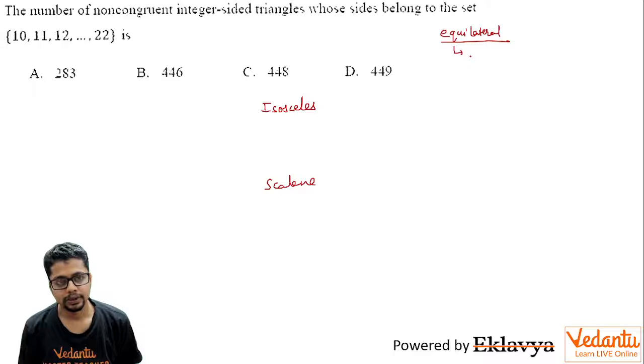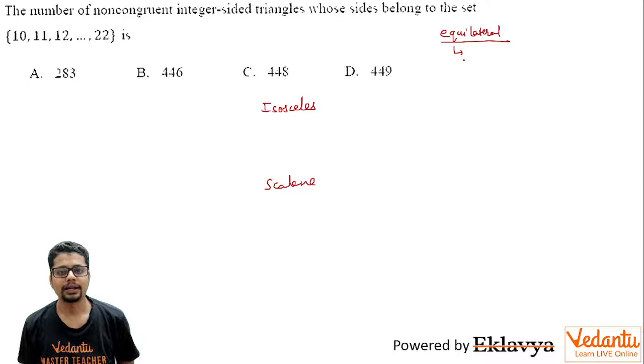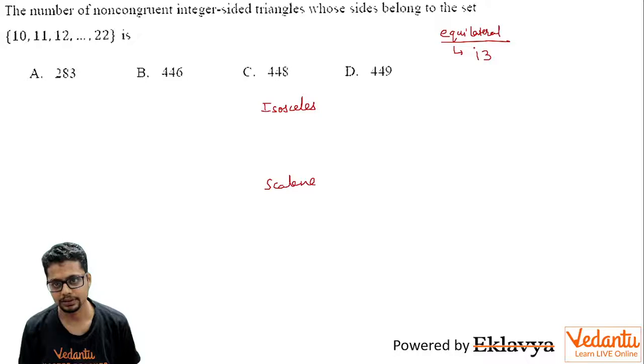So how many non-congruent equilateral triangles are possible? It can be an equilateral triangle having all sides 10, or all sides 11, and so on up till all sides 22. If you count, it is essentially 13 such possibilities. Basically you may say 22 minus 9.